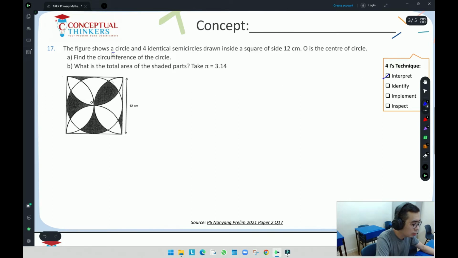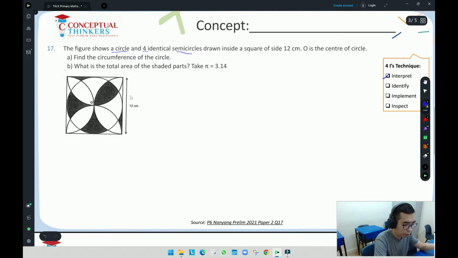So let's start with interpreting the question. We have a circle. So this is the circle that they are talking about. Then we have four identical semicircles. Now this is something that some students will not be able to see, so I'm going to use my cursor here to show you where the semicircles are. This is one semicircle here, second one, third semicircle, and the fourth semicircle. So these are the four identical semicircles. Now they also tell us that the side of the square, so this is the square, is 12 cm.